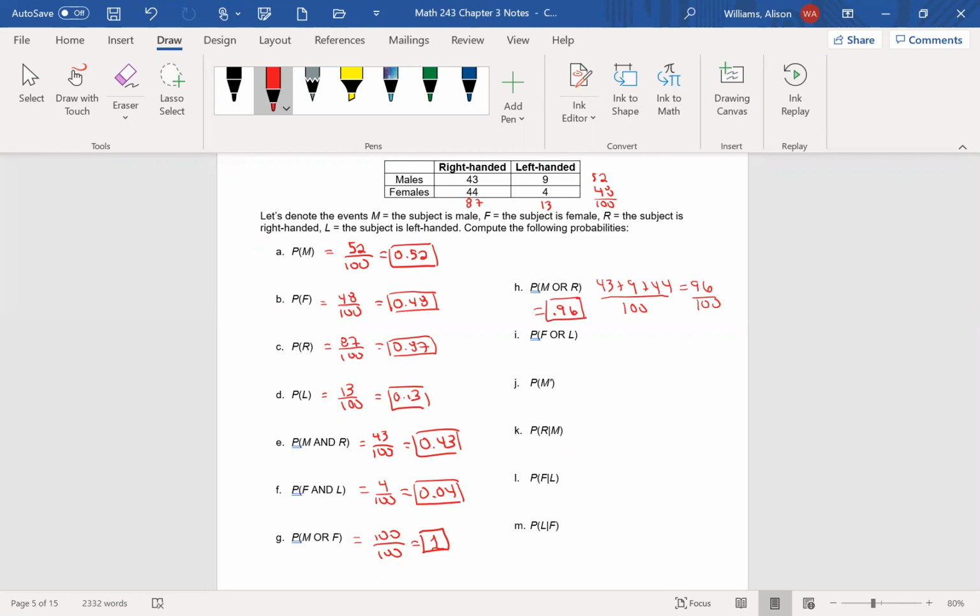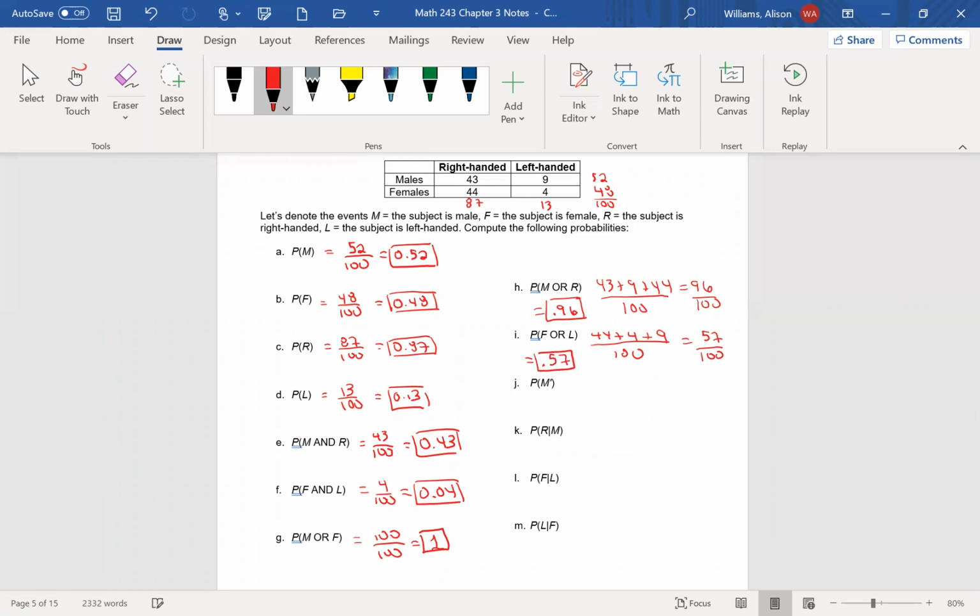Female or left-handed. So people who are female, there's 48. People who are left-handed, there's 13, but there's 4 females being counted in both of those categories. So let's add up the two numbers that come from females, which would be the 44 plus 4, and then the 9 males who are left-handed that would also qualify in this group. And that comes out to 57 or 0.57. Oops, which I wrote backwards.